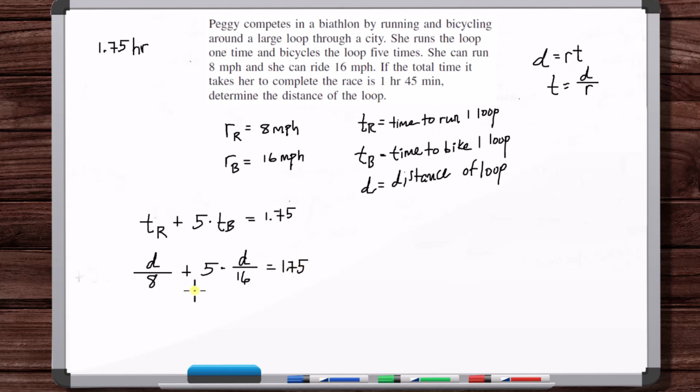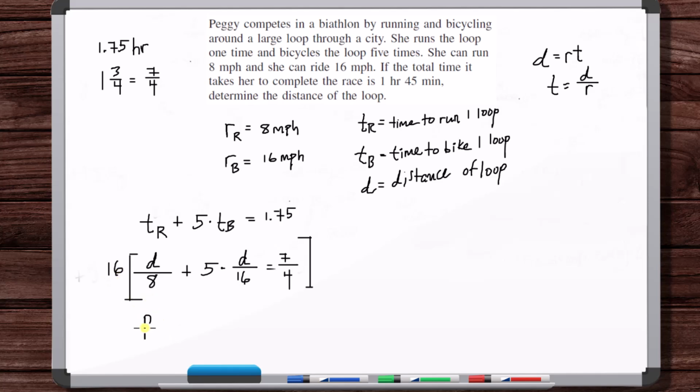There we go. Now let's solve for D. This is a linear equation in one variable. So, well, we can do this. 1.75 is 1 3/4, which is equal to 7/4. Okay, so we can multiply this entire equation by 16 to get rid of these fractions.